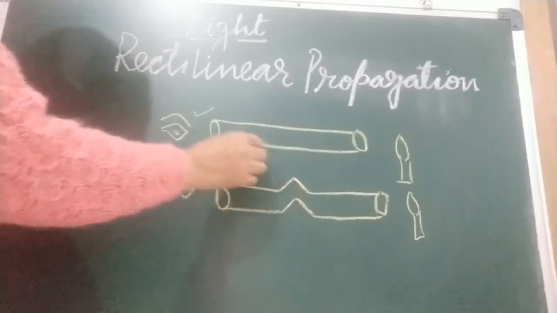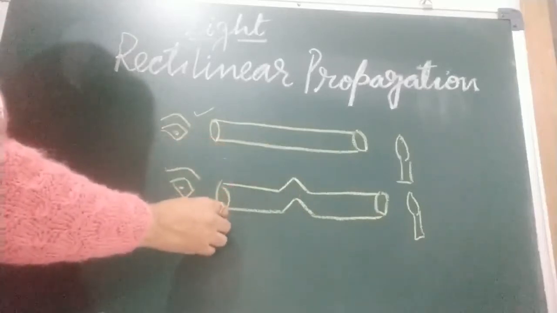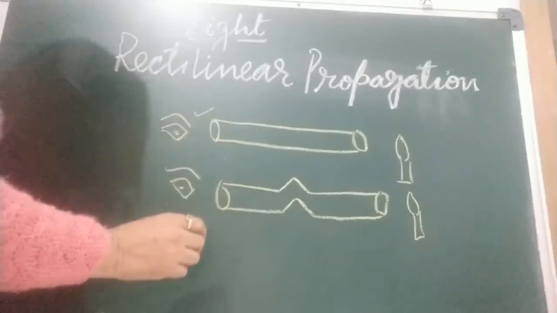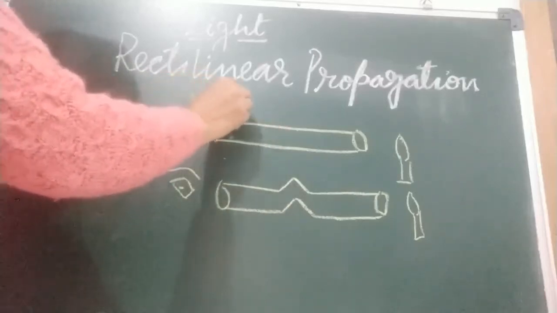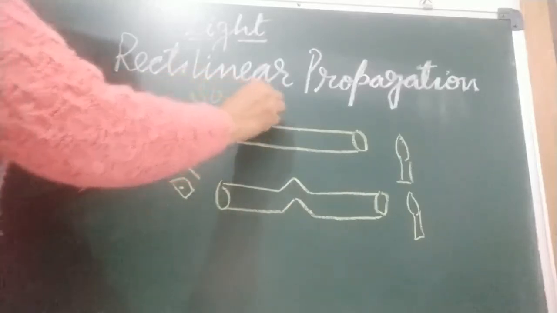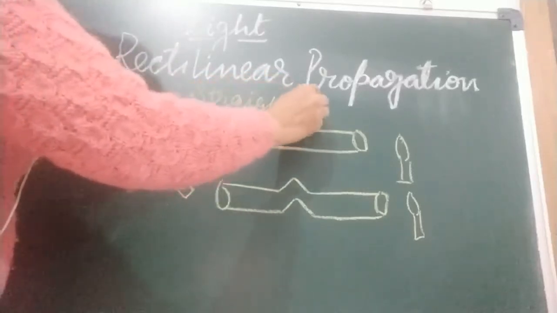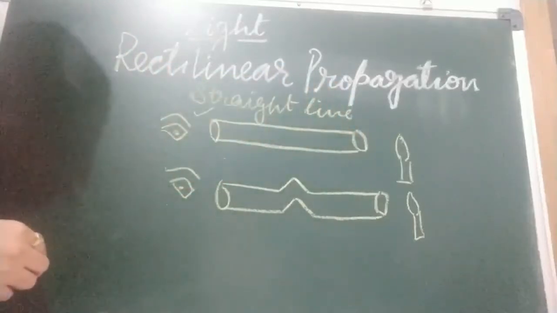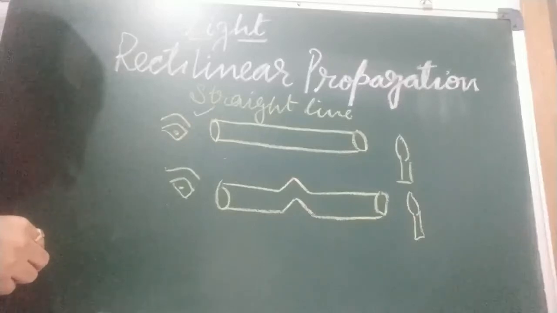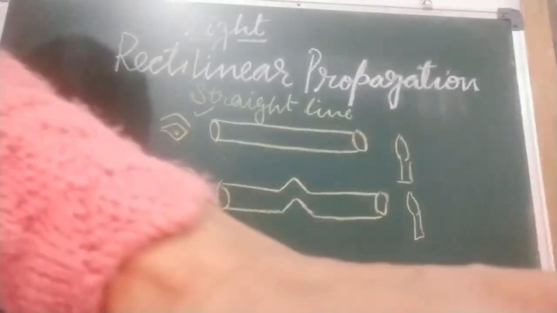So we are able to see the candle flame through a straight tube, but not through the bent tube. This is because light travels in a straight line, and that is called rectilinear propagation of light. Is this clear to all of you? Rectilinear propagation of light explains a lot of phenomena associated with light. One such phenomenon is formation of shadow.